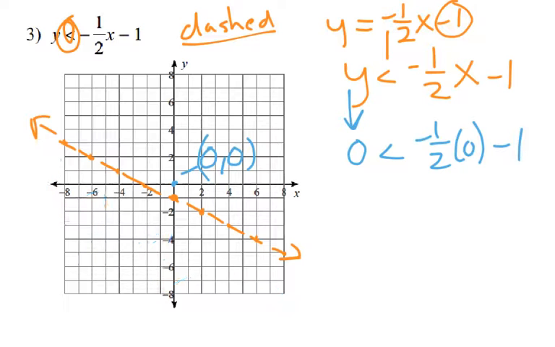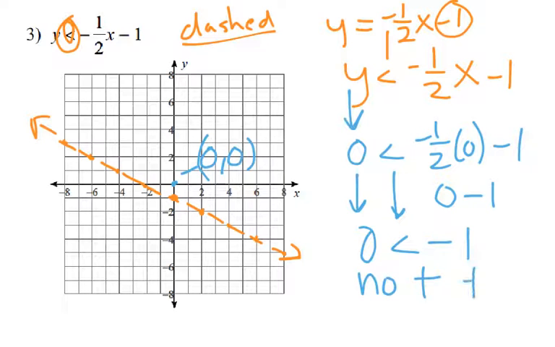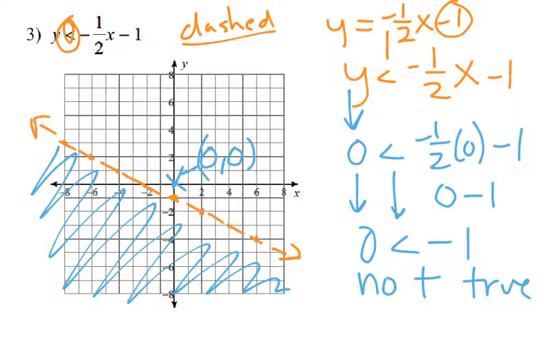So let's see. Negative 1/2 times 0 is 0. 0 minus 1 is negative 1. Bring that down. Bring 0 down. Is 0 less than negative 1? No, it's not true. So this isn't an answer, which means we shade the opposite side.